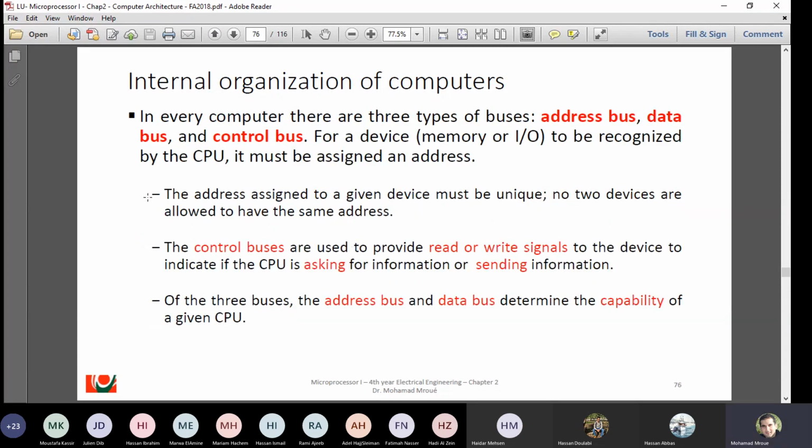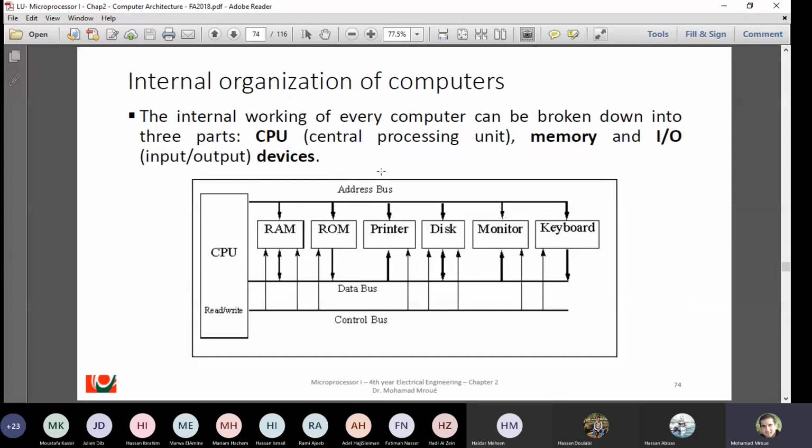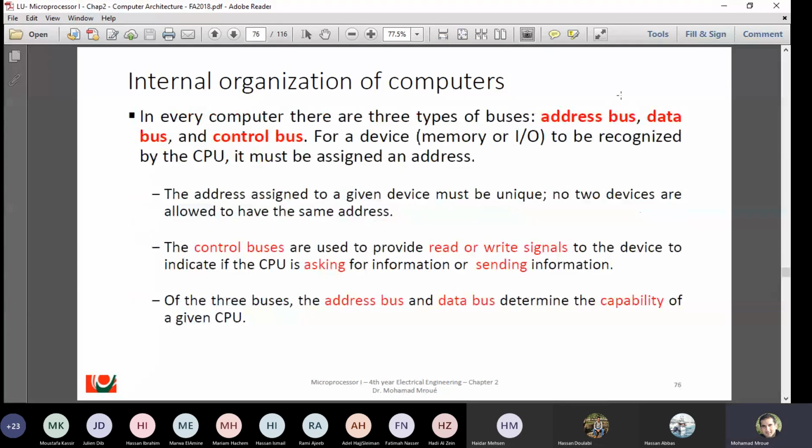In every computer there are 3 types of buses that we talked about: address bus, data bus, control bus. So address, data, and control bus. So for a device, memory or input output, to be recognized by the CPU, it must be assigned an address.